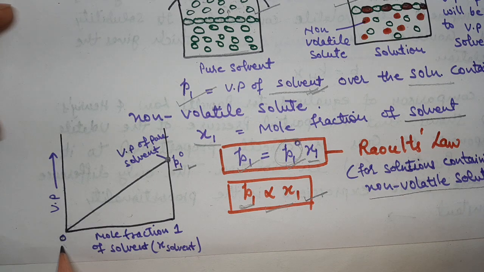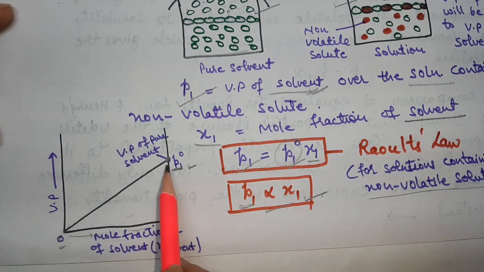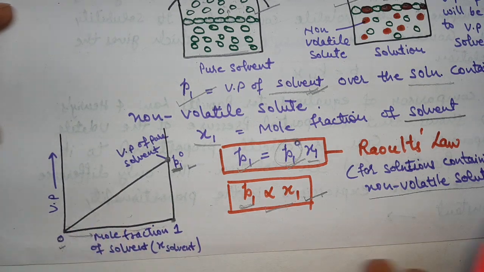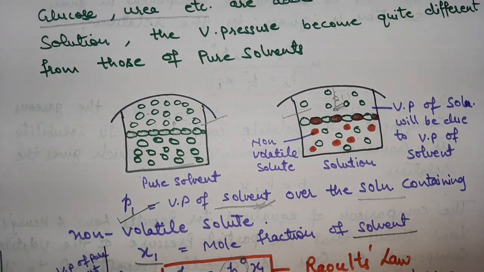Suppose here the mole fraction of the non-volatile solute is 1, and slowly the concentration, or mole fraction, of the non-volatile solute is decreasing and the volatile component is increasing. When it reaches 1, it means we have pure solvent. So the pure solvent is volatile, and now we can represent P1 naught, which is the vapor pressure of the pure solvent. So this is the mathematical expression for Raoult's law for solutions containing non-volatile solutes.